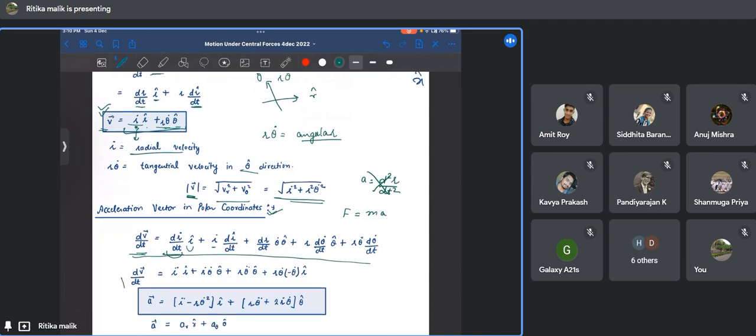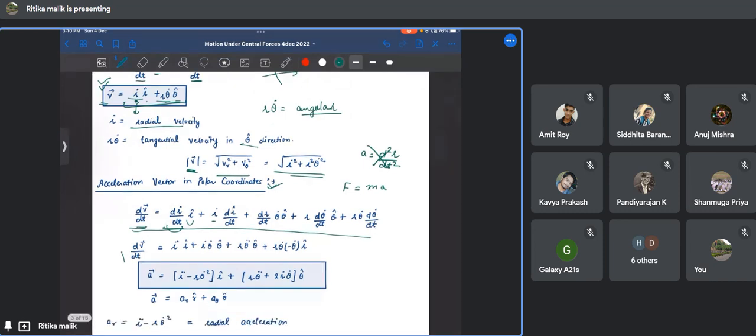And then when you write dv by dt, this will become, I just write r dot as dr by dt, and r double dot as d2r by dt square. So I just replace it here.